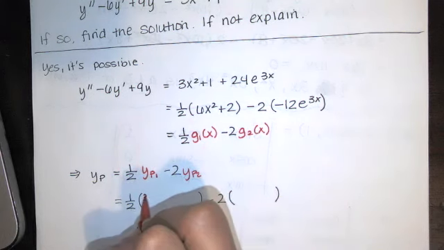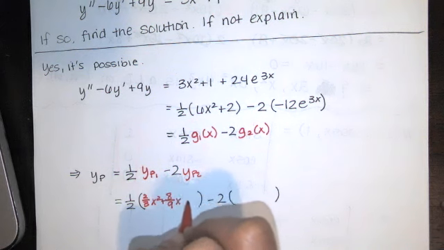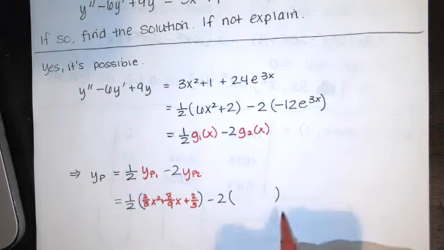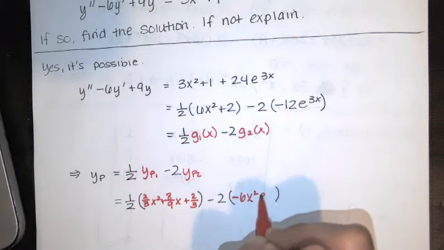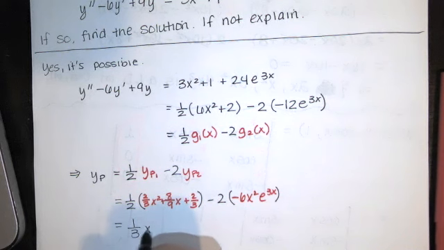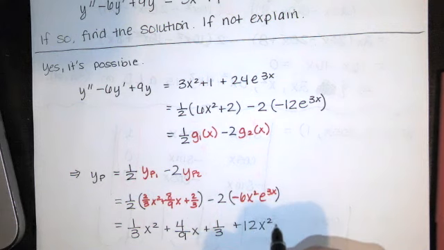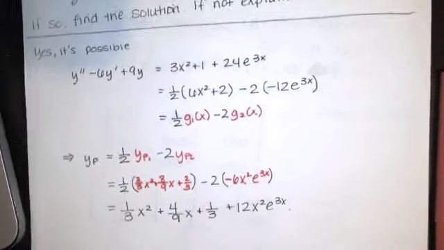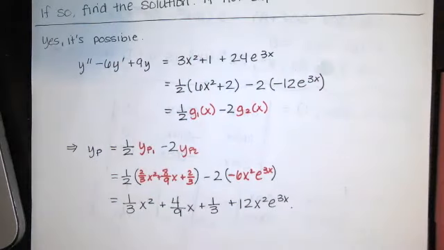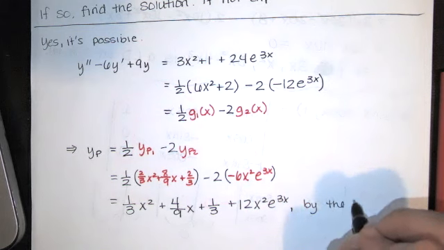I've got 1/2 of (2/3 x squared plus 8/9 x plus 2/3), and then here I've got -2 times (6x squared e to the 3x). If we simplify, we get 1/3 x squared plus 4/9 times x plus 1/3, and then if we distribute that -2, we get minus 12x squared times e to the 3x. This is the solution of this differential equation by the superposition principle.